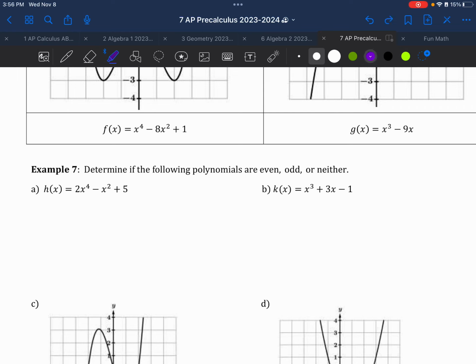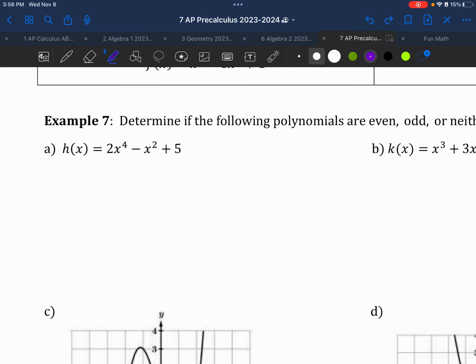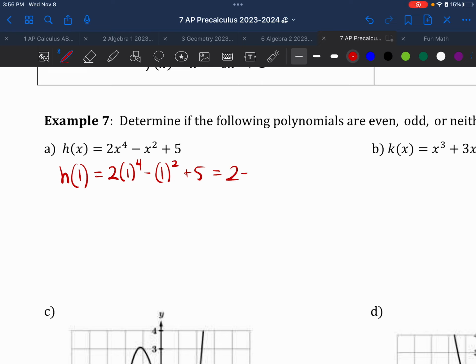What we have to do is check to see if the terms on the left and the right are equal to one another. So let's plug in 1 and -1 and see if we have the same height here. Let's plug in h of 1 and see if we have the same height as h of -1. When I plug in 1, I get 2 times 1 to the power 4 minus 1 squared plus 5, which is going to be 2 minus 1 plus 5, which is going to be 6.